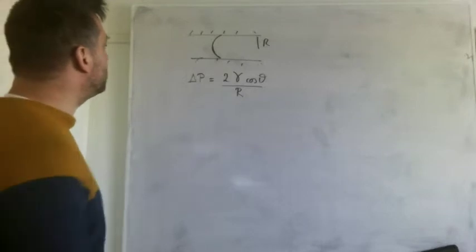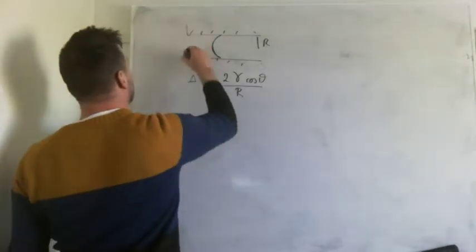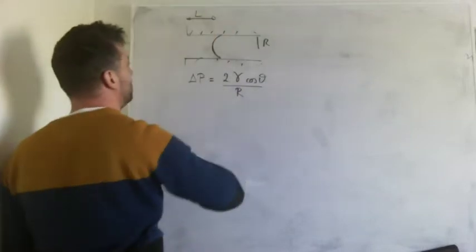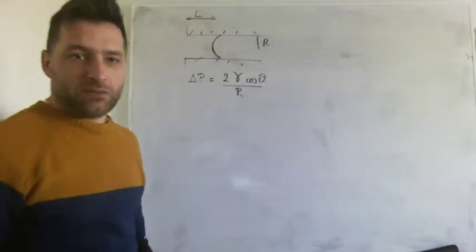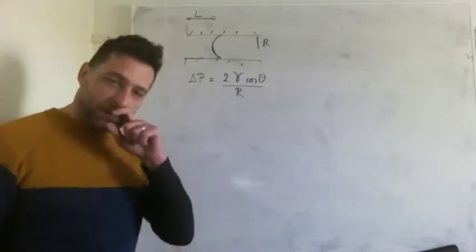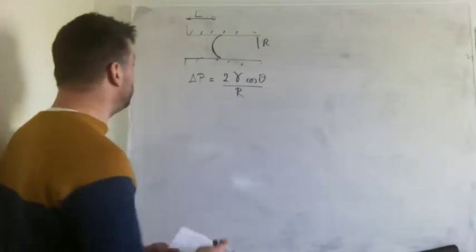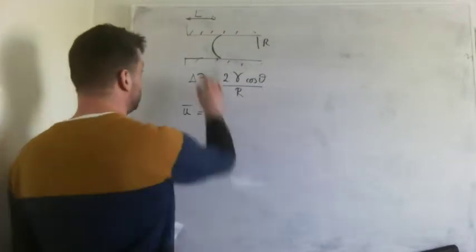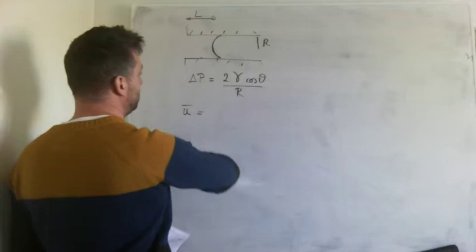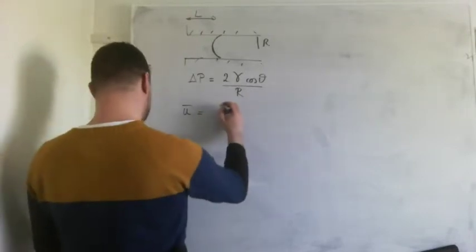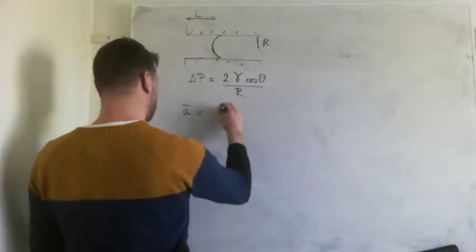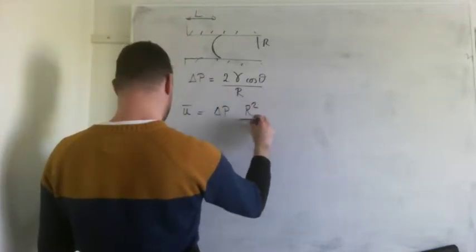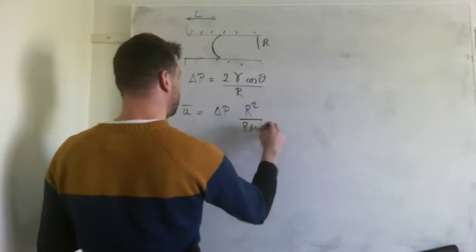And I also know that, if I consider this part of the cylindrical channel here with length L, I also know from the Navier-Stokes equation we derived the Hagen-Poiseuille, and we could derive there also that the velocity U, the average filling velocity in a cylindrical channel with a certain pressure drop, equals delta P times r squared over 8 mu L.